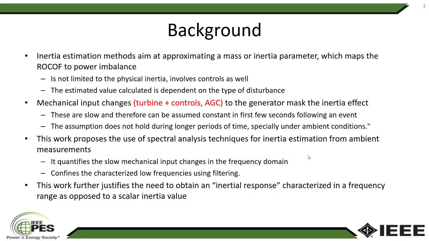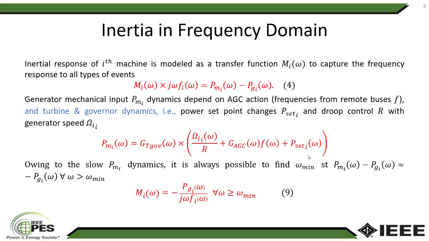Furthermore, since the inertia value depends on the nature of the disturbance, there is a need to revisit the original definition. Is it really a constant parameter, or what we are looking for is more of an inertia response, which is the mapping between rate of change of frequency and power imbalance for all possible disturbances? Quickly moving on to the equations.